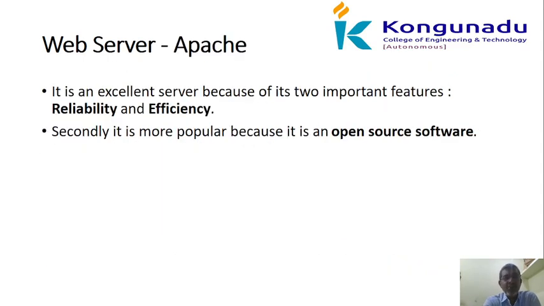Okay, so there are two web servers we are using right now. One is Apache and another one is IIS. Apache is an excellent free service. Why? It has the best features, reliability and efficiency. That is the main thing. Another important thing is that it's open source software. That is why we are mostly using Apache.